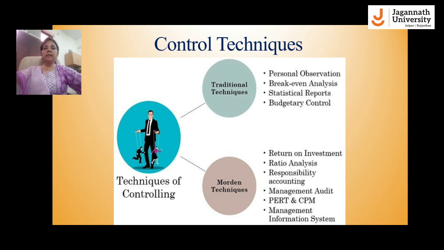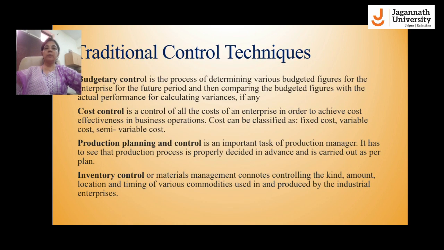So what are the types of control techniques? Basically they are classified into two: traditional techniques and modern techniques. Under traditional control techniques there are personal observation, break-even analysis, statistical reports and budgetary control. And under modern methods there are return on investment, ratio analysis, responsibility accounting, management audit, PERT and CPM, and management information system. Now we will be discussing all these techniques in detail.